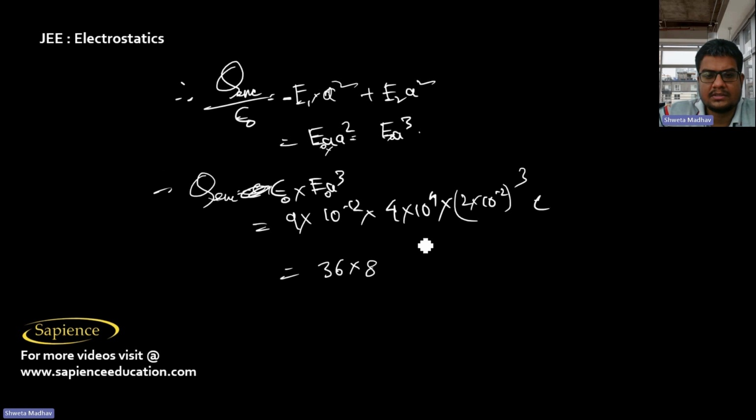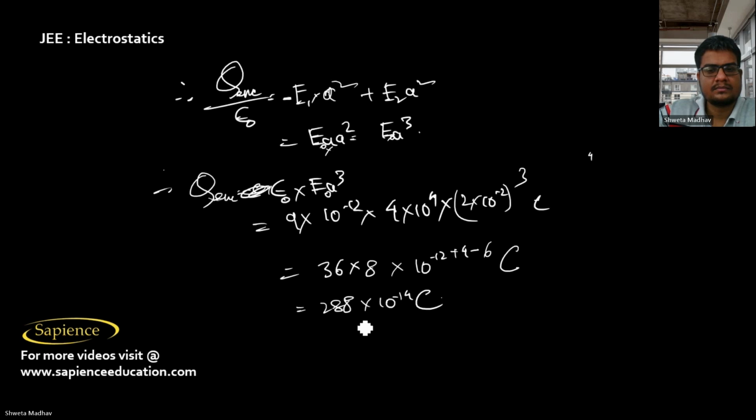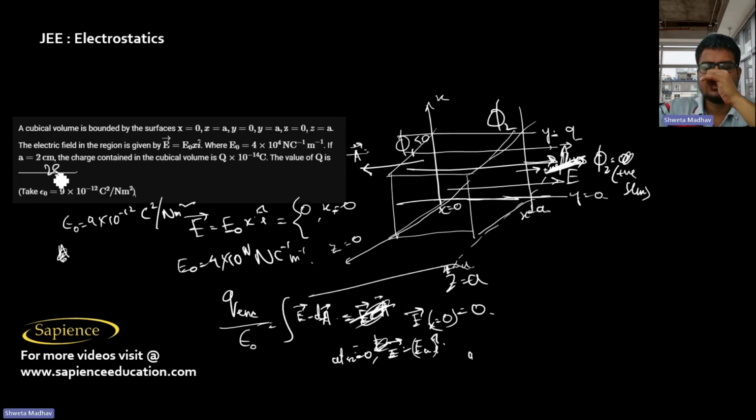4 9 is 36, 36 into 8 into 10 power minus 12 plus 4 plus 6 coulomb. So this will be 6 8 is 48, 3 8 is 24, 288 into 10 power minus 14 coulomb. So the answer is 288.